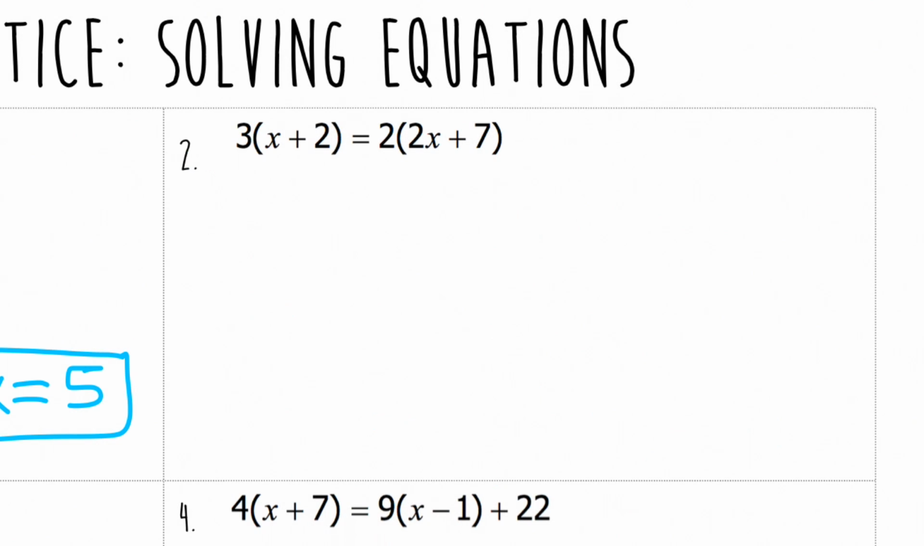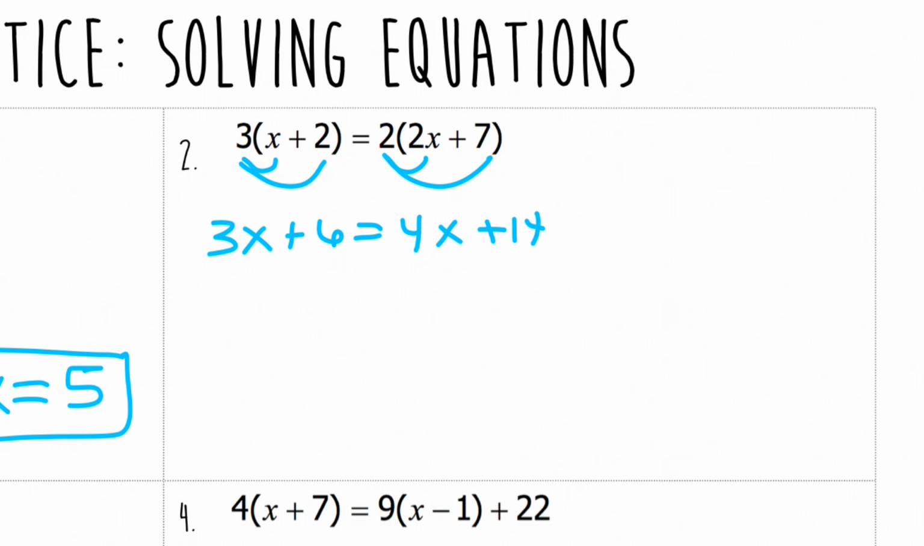Okay, first question, do you need to distribute? Answer, yes. So we get 3x plus 6 equals 4x plus 14. Second question is really, can you make this simpler? I cannot make this simpler. Can you make this simpler? Nope. Do you have variables on both sides? Yes. Which one is smaller?